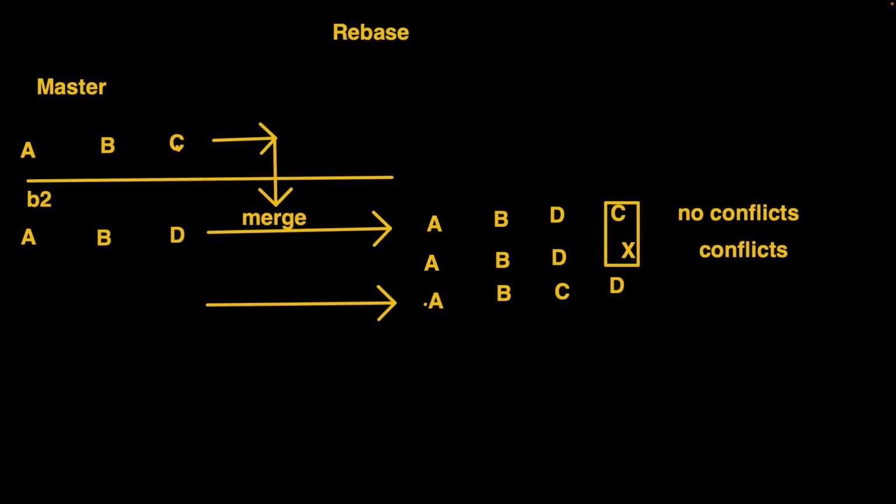The whole point is that the commit history should be clean. If you want a clean, linear log history, a clean linear commit history, then we go for rebase. This is nothing but rebase.